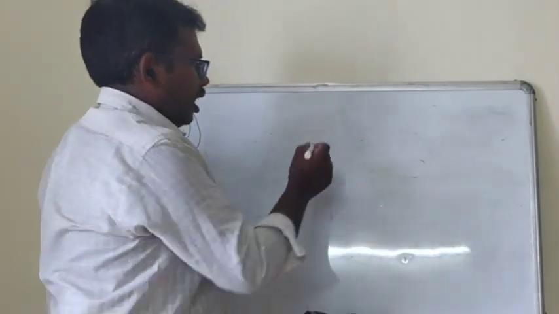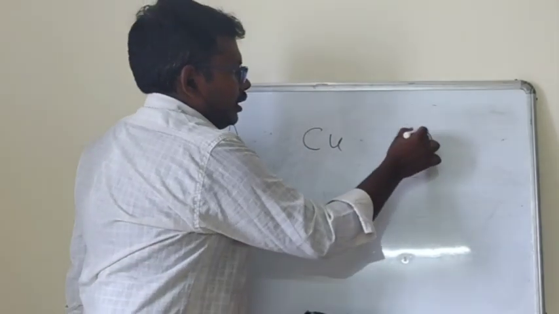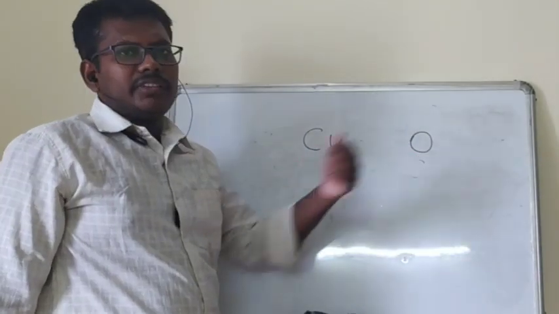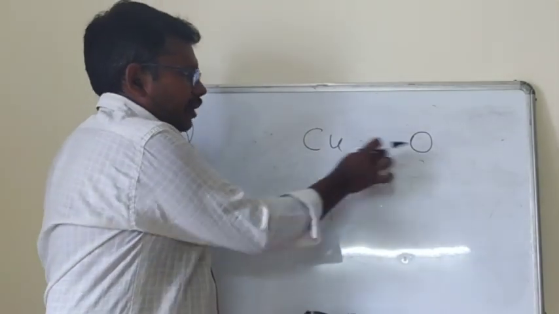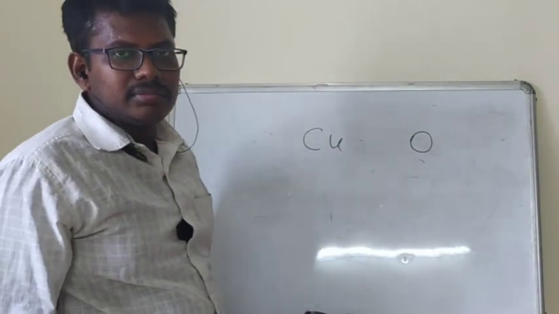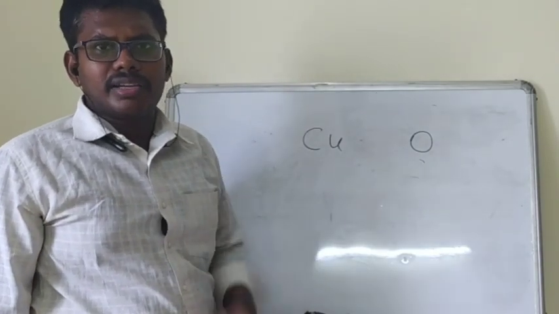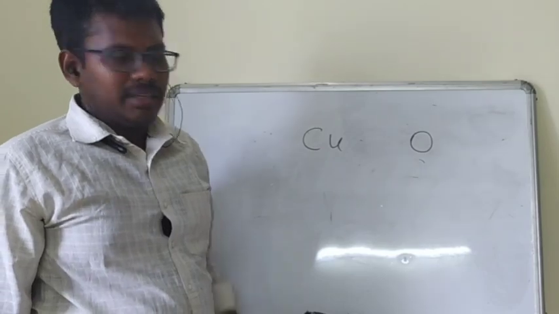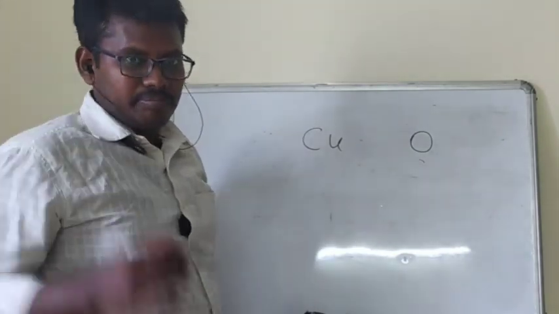For example, I took copper. Copper symbol Cu. Copper reacts with oxygen. If copper reacts with oxygen, we will get copper oxide. But copper has two valencies. So how to write that name?